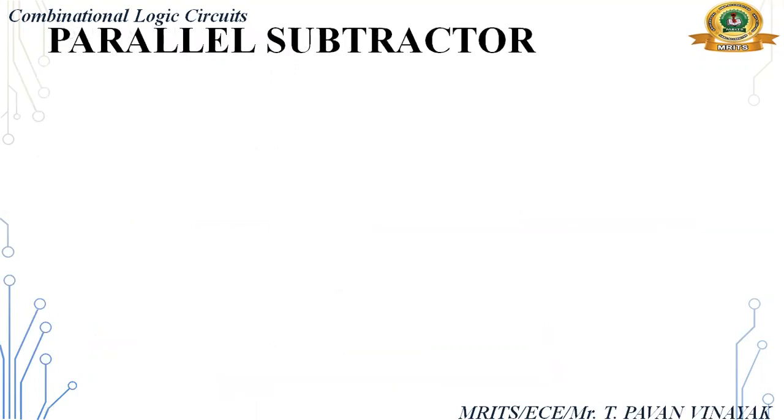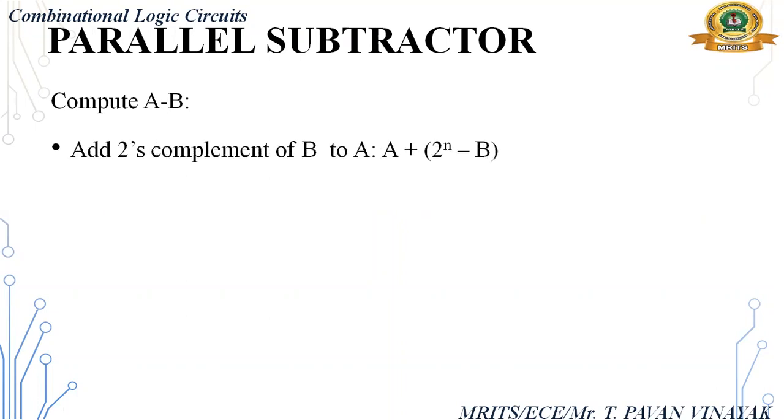Next, parallel subtractor. So, in general, how do you perform subtraction? Mostly in digital circuits, we use 2's complement. Remember? Yes. So in 2's complement, how do you perform it? First, add the 2's complement of B to A. It means for a negative number, you perform 2's complement, right? So what is the 2's complement?